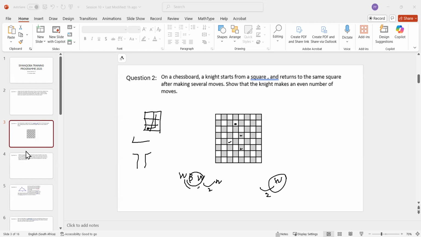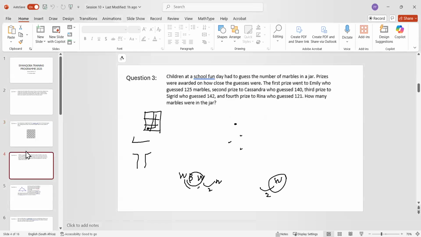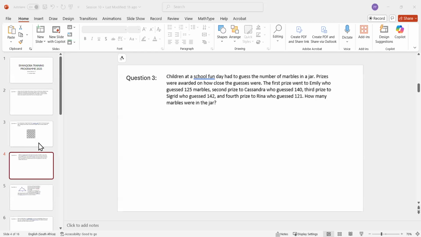Let's go to Question 3. The children at a school fun day had to guess the number of marbles in a jar. Right. So I don't know whether they still do that. When I was young, they used to have this kind of interesting thing. You guess a number of marbles, and it's a nice way of raising funds, a fun way for maybe a school or something like that.